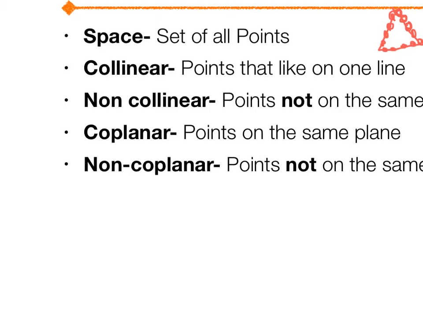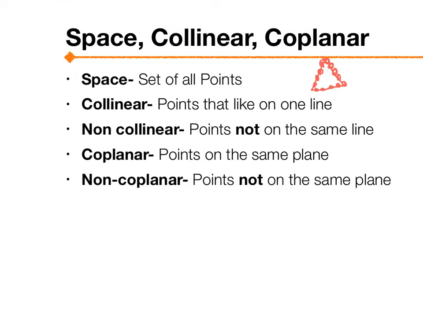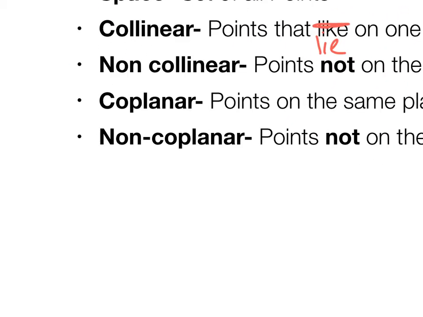Collinear are points that lie on one line. So if we had point A and point B and a line that connects them, A and B would be collinear because they lie on the same line. If we added point C up here, C would be non-collinear because it does not lie on the same line.